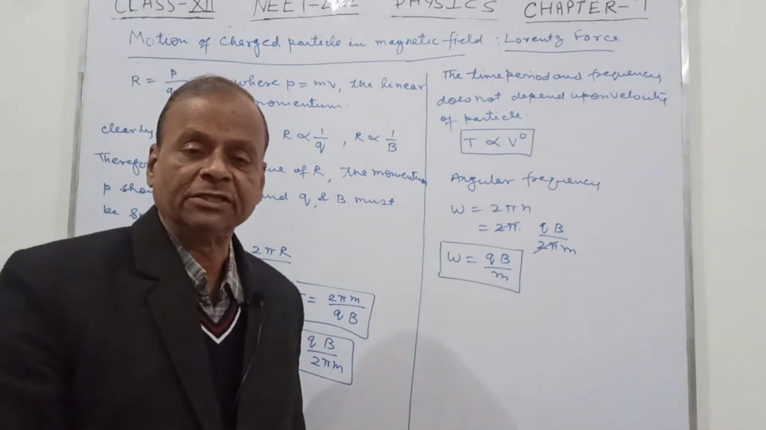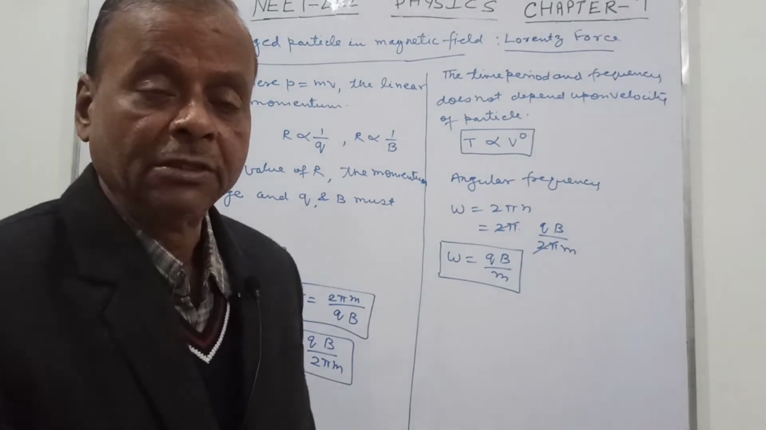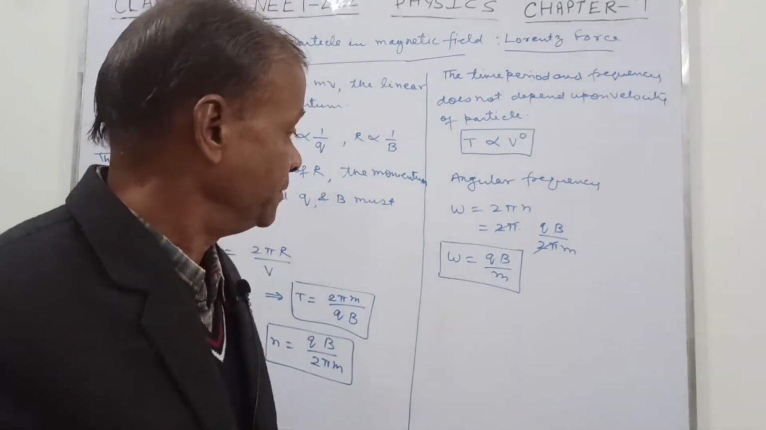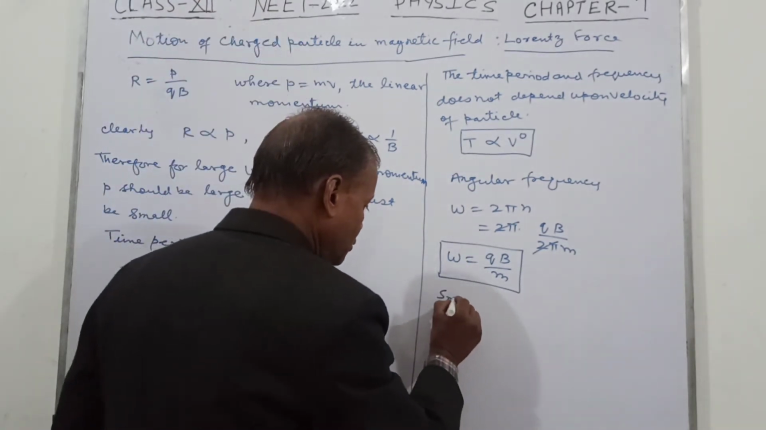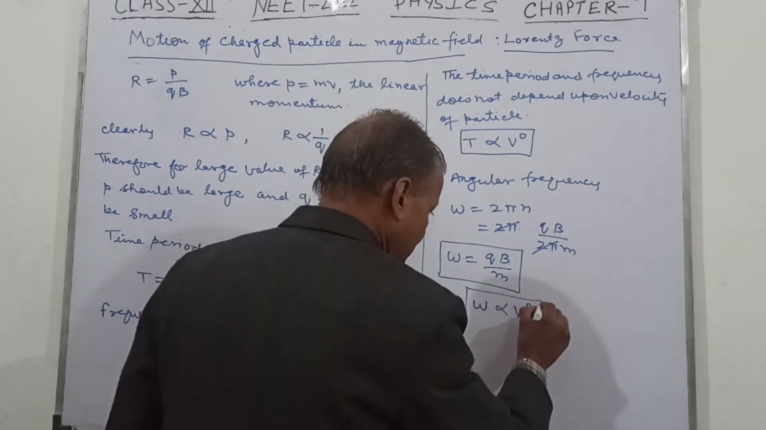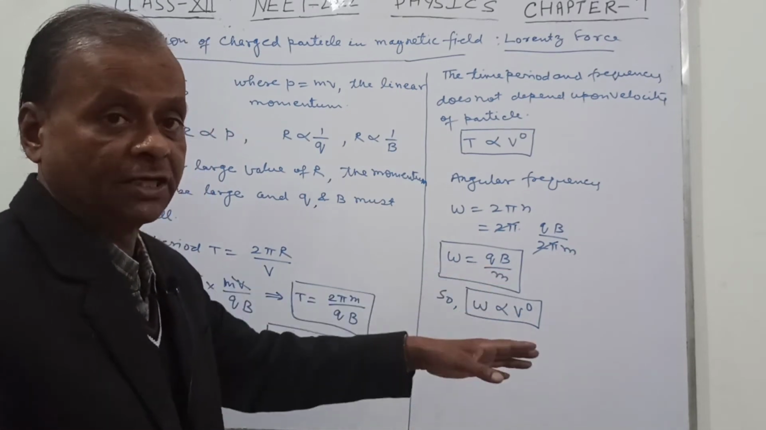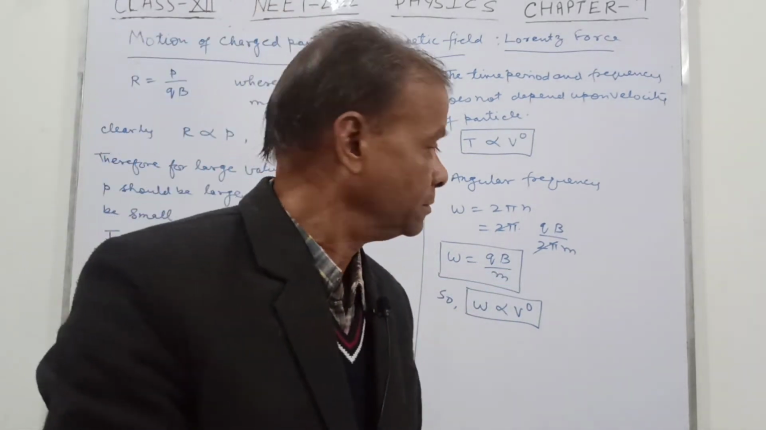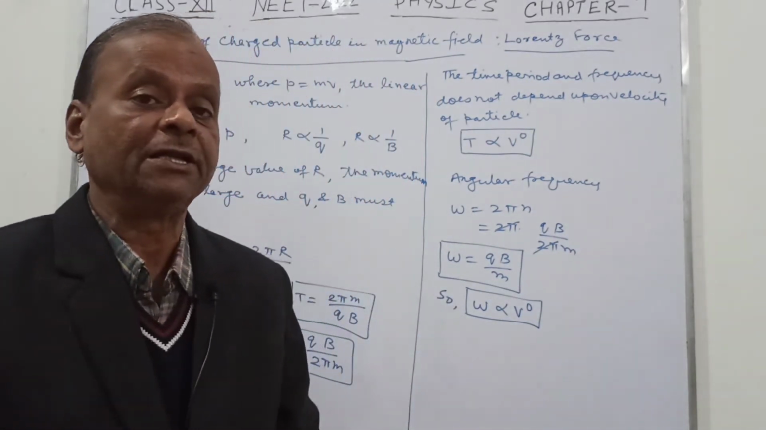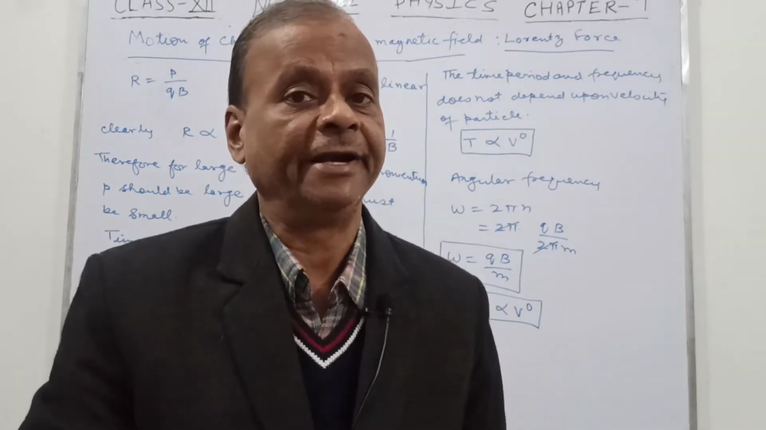So thus we see that when the particle is moving perpendicular to the magnetic field, then we are having the time period and the frequency, and also this omega, independent of the velocity. So omega is proportional to v raised to power 0. This does not depend upon the velocity of the particle. It is depending upon the charge, the magnetic field, and the mass of the particle. So this is when the particle is moving at right angle to the direction of the magnetic field.